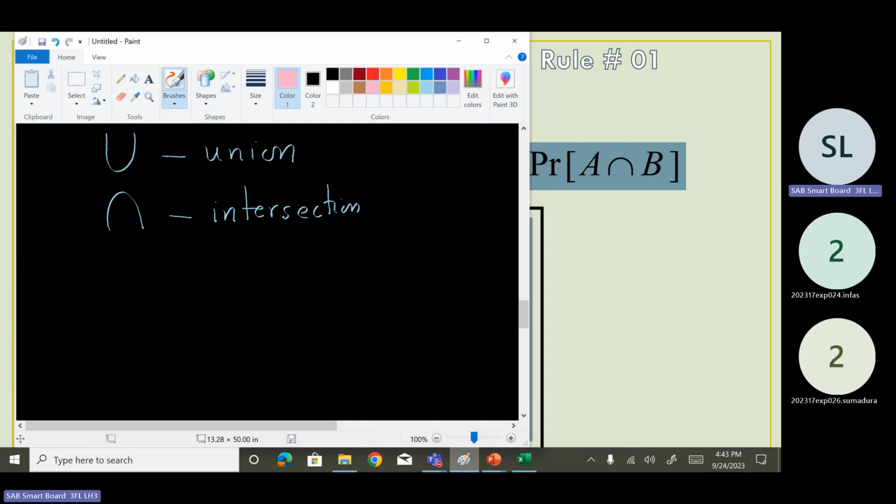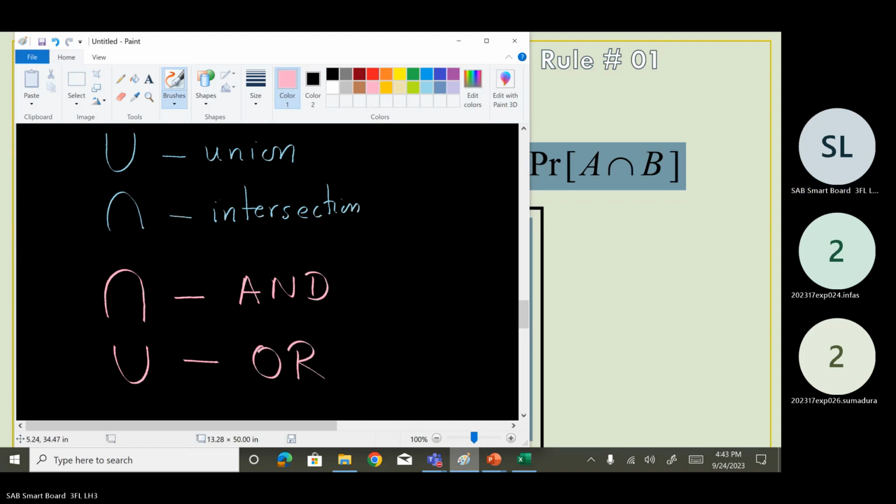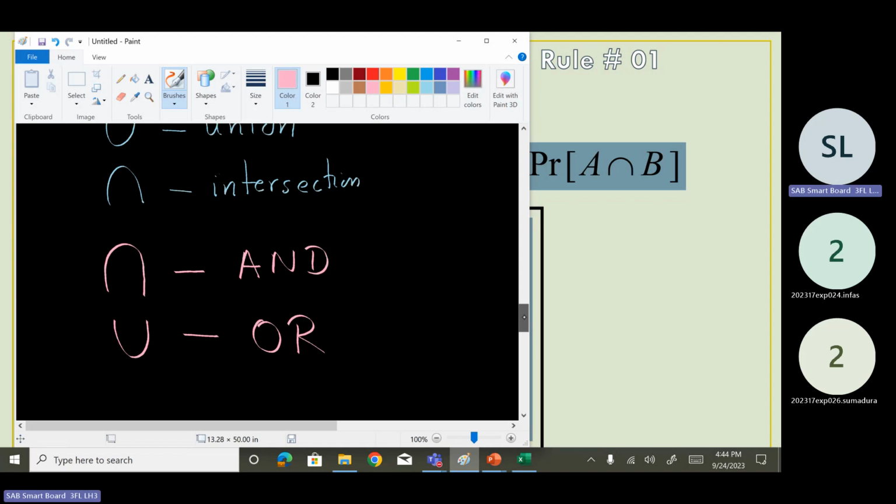When these operators appear inside a probability formula, the intersection you read as AND, and the union you read as OR. Now, what does it mean?